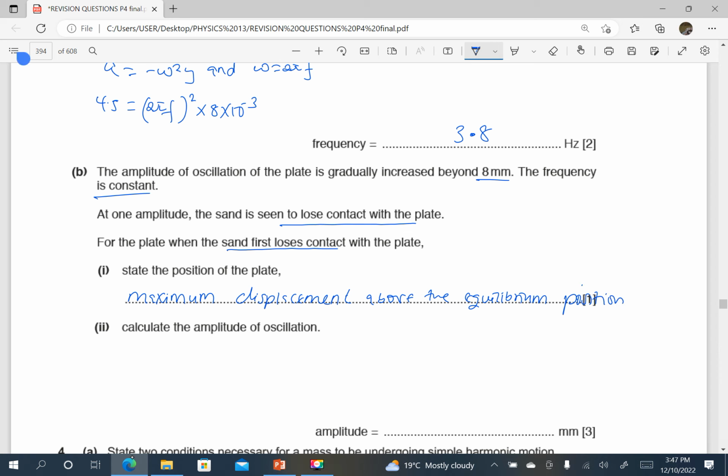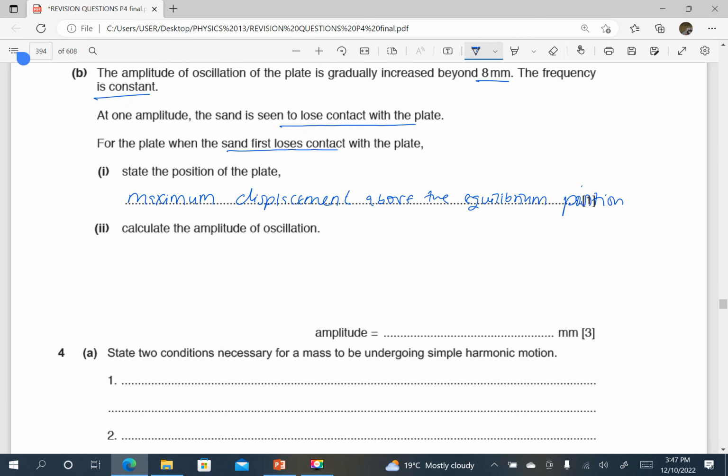It will lose contact when it is at the highest point above the equilibrium position. Then capture the acceleration. So when it just leaves the plate, acceleration is equal to acceleration due to gravity, 9.81. But remember, acceleration is equal to negative omega squared x.